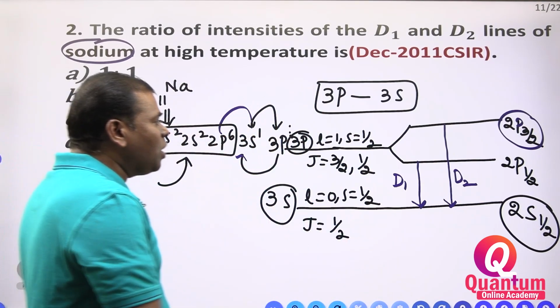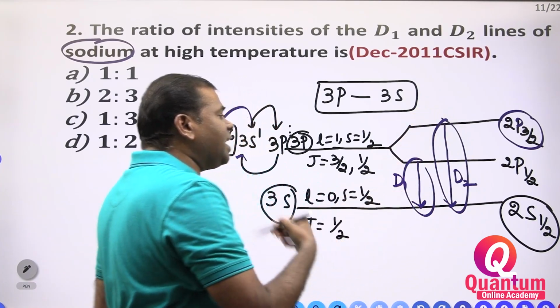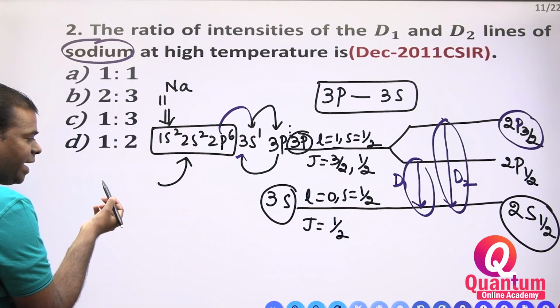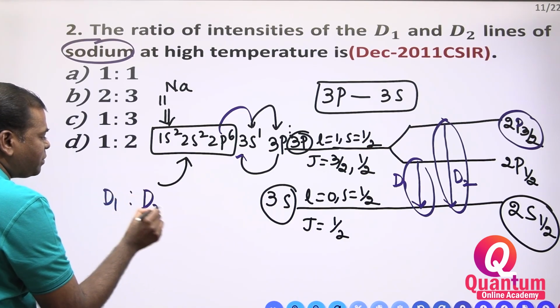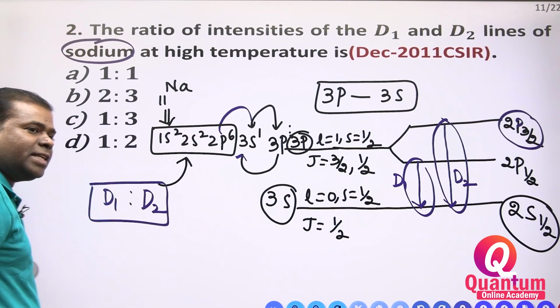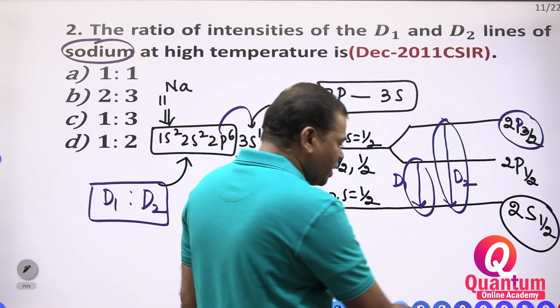What are they asking? They are asking for the ratio of the intensity of the lines: the intensity of D1 to the intensity of D2. How do we have to calculate this?